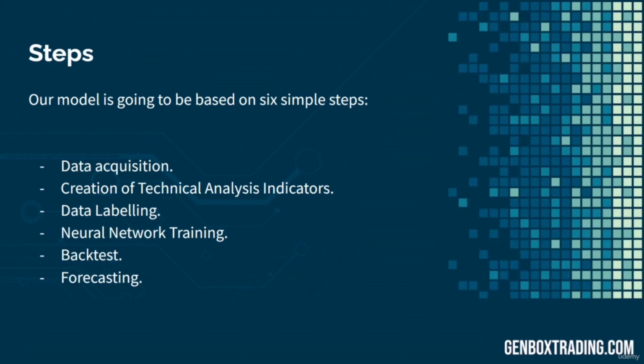First of all, we are going to acquire historical data in order to feed it to our model. We are going to use that data to create technical analysis indicators. This way, we are going to be creating useful insights in order to analyze the market. Later on, we are going to label our data because we need to tell our model what to look for. Finally, we are going to create our model, in this case a neural network, and later on we are going to perform a backtest in order to understand if our model is valid and robust. And finally, we are going to use this model to forecast some stocks.